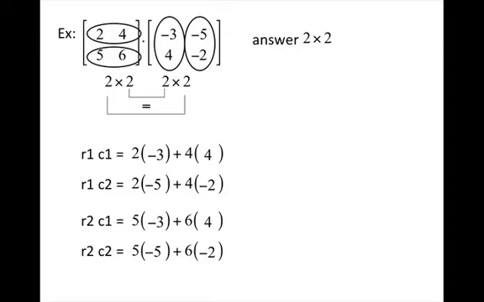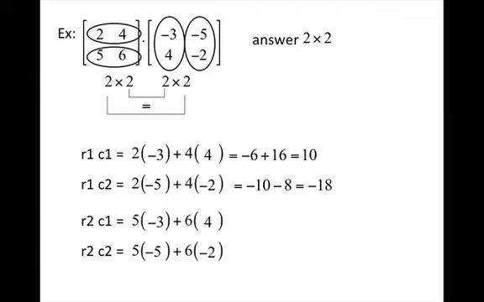Now I go back and I follow order of operations. I'm going to do each of my multiplications and then add those products together. So for row 1, column 1, 2 times -3 is -6, plus 4 times 4 is 16, and -6 plus 16 gives me a 10. Then in row 1, column 2, 2 times -5 is a -10, 4 times negative 2 is a negative 8, and negative 10 minus 8 is negative 18.